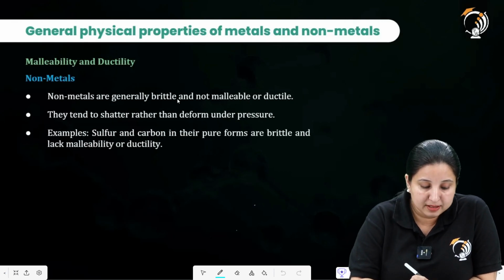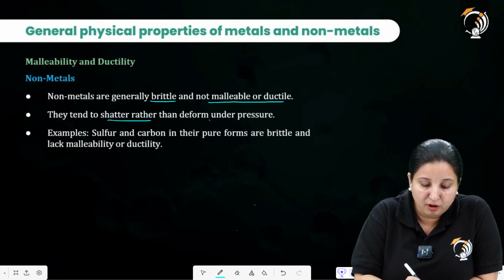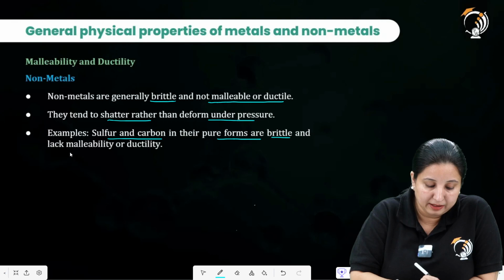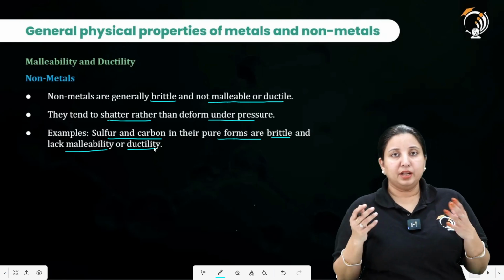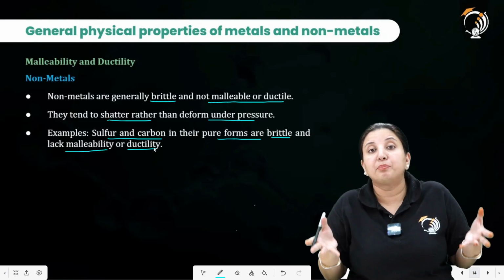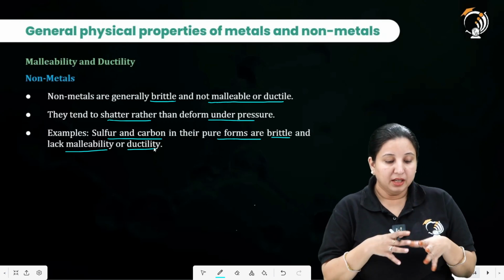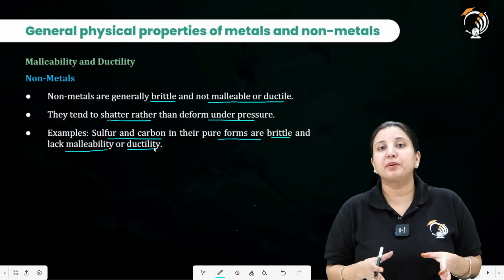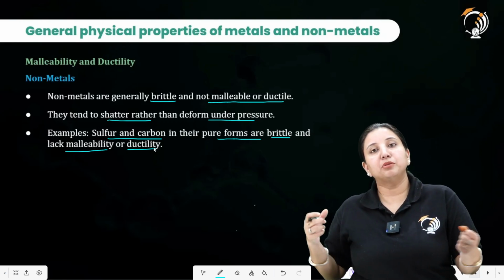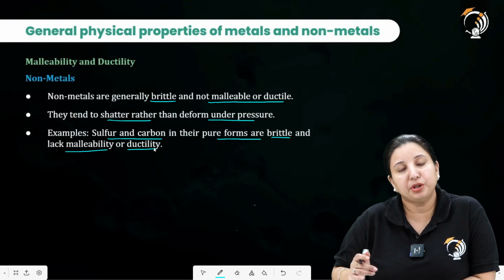In the case of non-metals, they are brittle and not malleable or ductile. They tend to shatter rather than deform under pressure. For example, sulfur and carbon in their pure form are brittle and lack malleability or ductility. If you take any non-metal object and hammer it, it is going to break, isn't it? If you want to stretch it, it is going to shatter. Why? Because they do not have any free electrons. Another point is that their structure is brittle. So when you hammer or stretch it, it just shatters rather than converting into a thin sheet or wire.